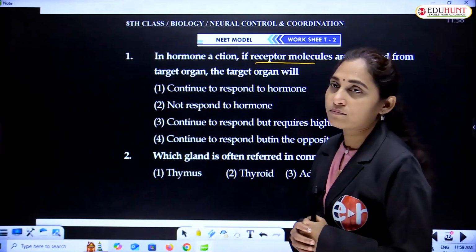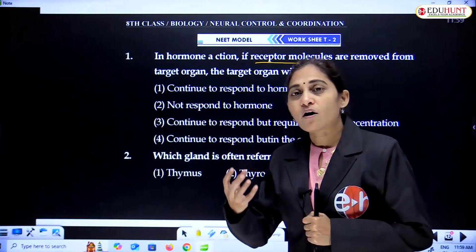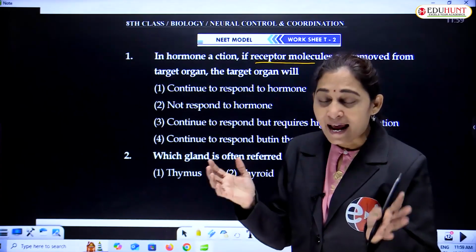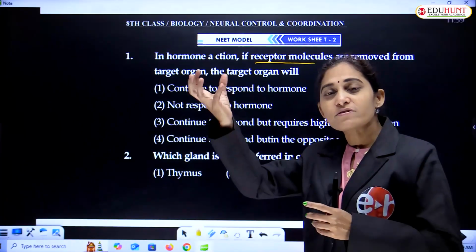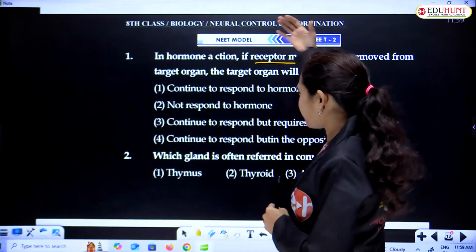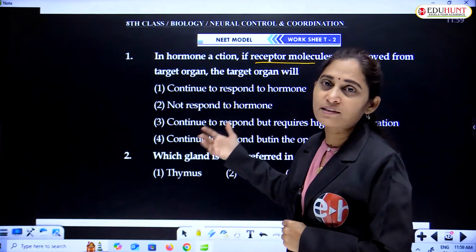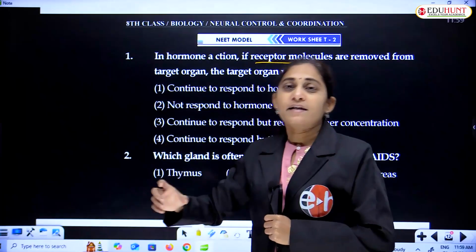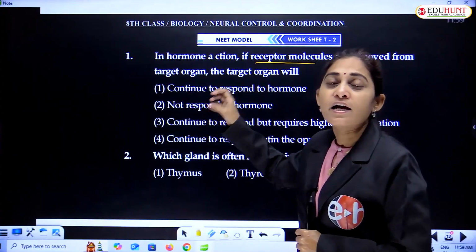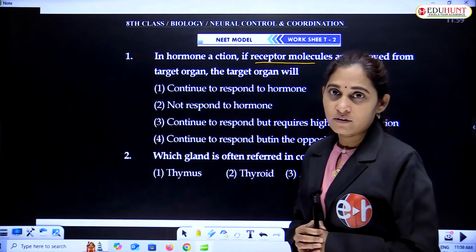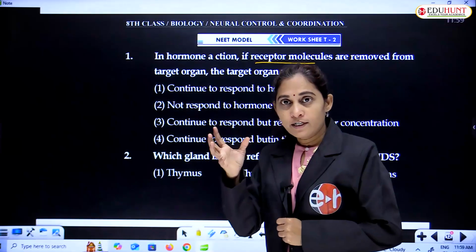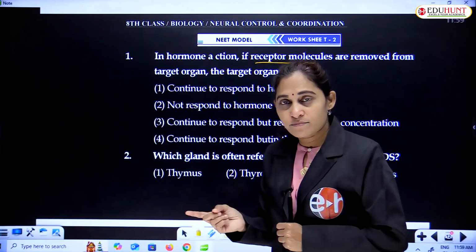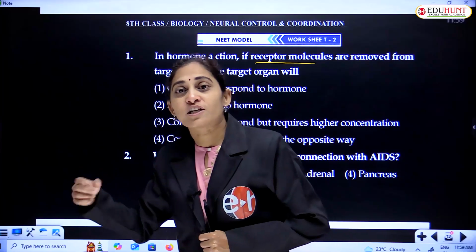Let us see what happens. Continue to respond to hormone. If the receptors are not there, how does the organ respond to the hormone? A receptor is like I said, like a dish antenna. It receives the signals and transmits the signal to the screen, whatever be the internal system. The system then responds according to the signal received by the receptor molecule. So here the antenna is the receptor, the hormone is the signal, and there is an interaction between these two. So the interaction results in the functioning of the organ.